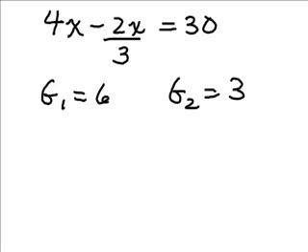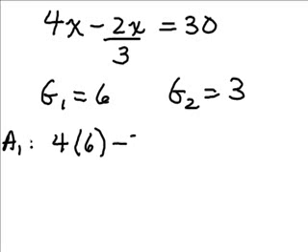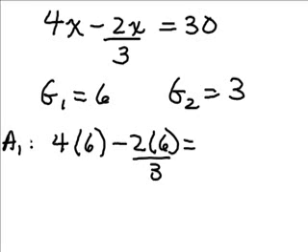I'll write a1 so I know that I'm working on it. I'm first plugging in the 6 into this equation. So I have 4 times 6 minus 2 times 6 divided by 3. Let's see what we get. 4 times 6, that's 24. The 3 goes into 6 twice, so that's 2 times 2, that's 4. So 24 minus 4 is equal to 20.